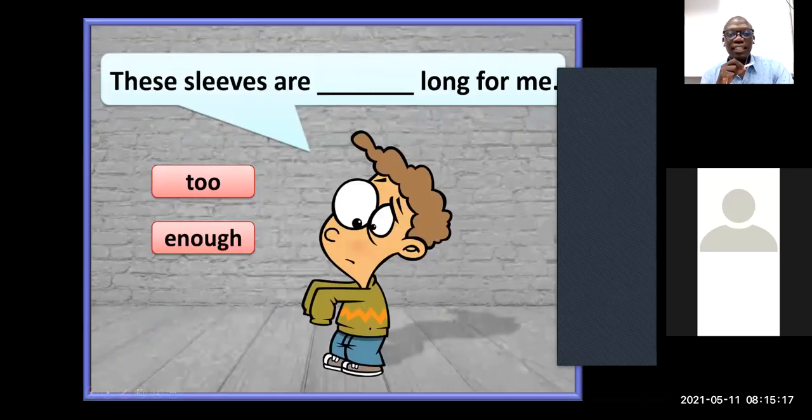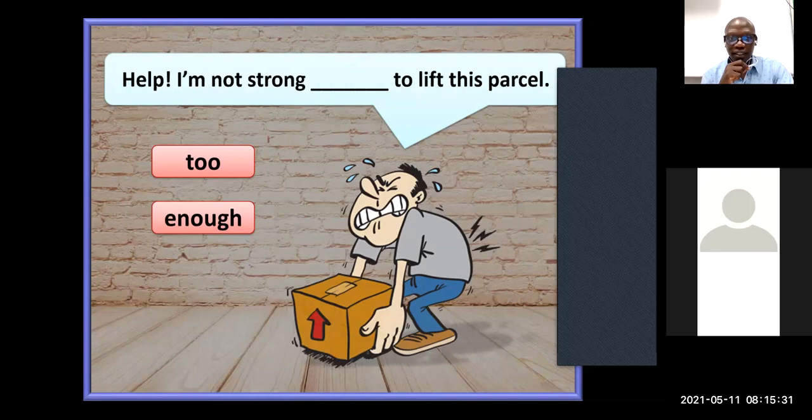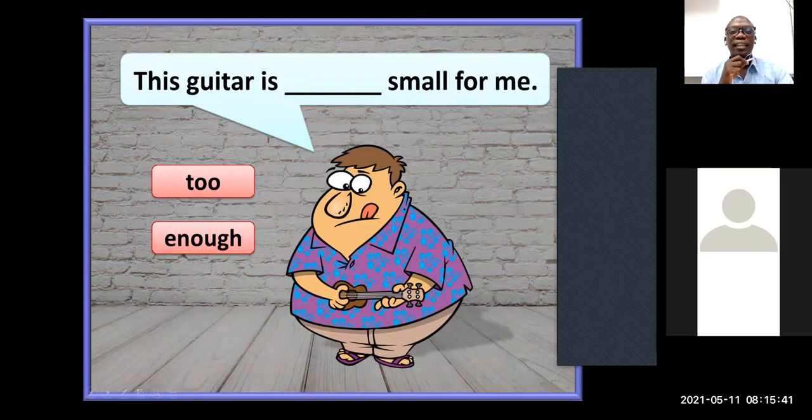Thank you. These sleeves are long for me. The sleeves are those long shirts. Correct. Thank you. The sleeves are too long for me. Oh, are we going back? Help. I'm not strong enough to lift the puzzle. Next question. We have got, I think, 21 vocabularies. Okay. This guitar is small for me. Correct. Thank you so much. This guitar is too small for me.